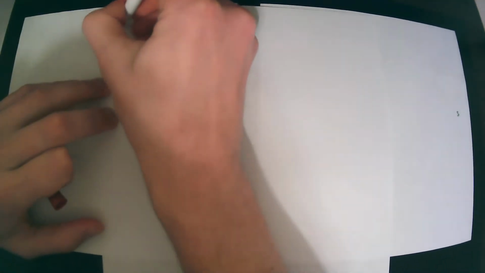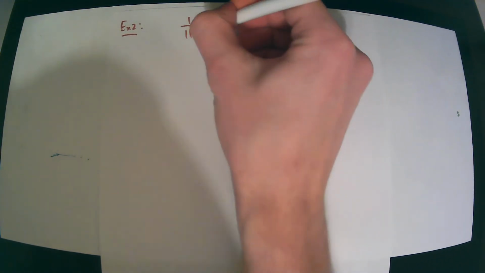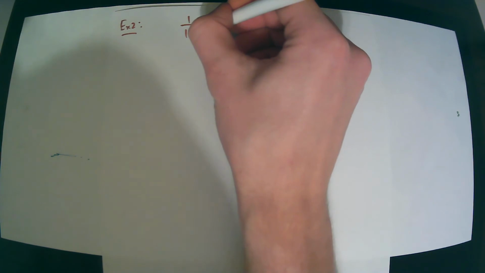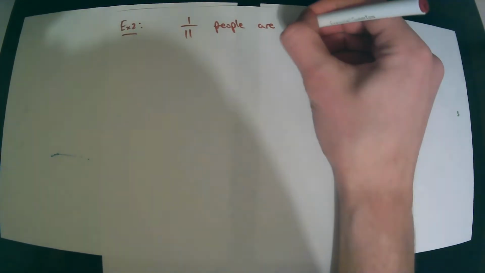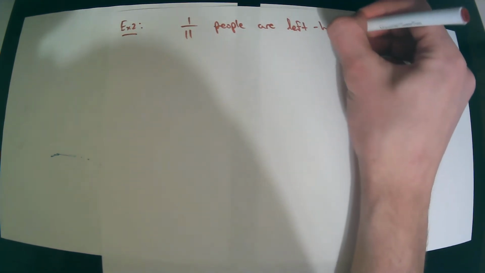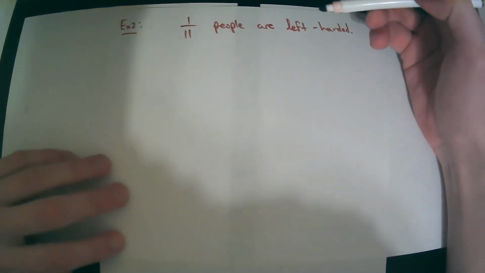Example 2. The proportion of people who are left-handed is approximately 1 out of 11. So 1 out of 11 people are left-handed.